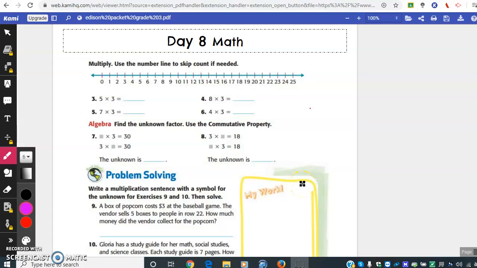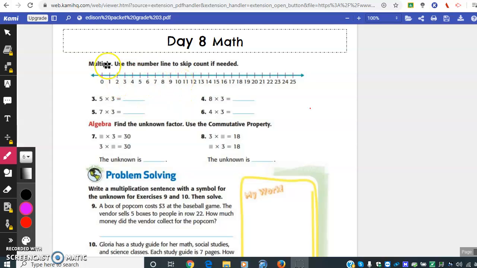Okay, you guys, here is part 2 of day 8 math. Part 2 of day 8 math is asking you to do some multiplication times 3, which, if you know the answers to these questions already and you can do it from memory, awesome. If you don't know the answers, they've given you a number line that you can use.